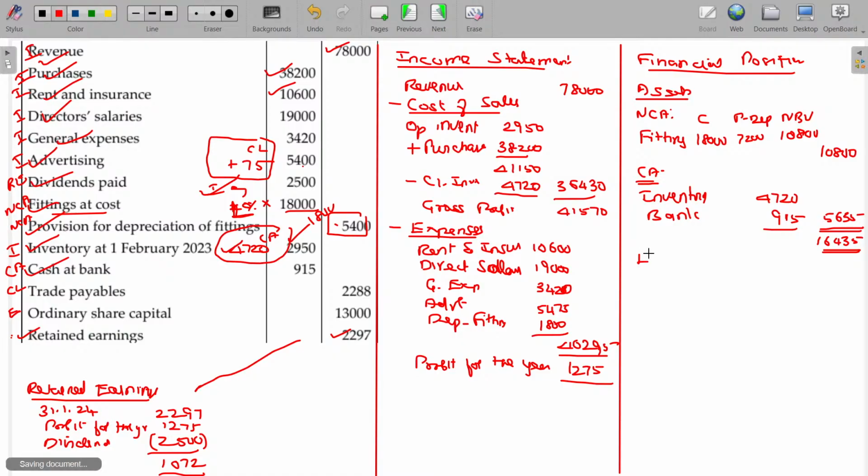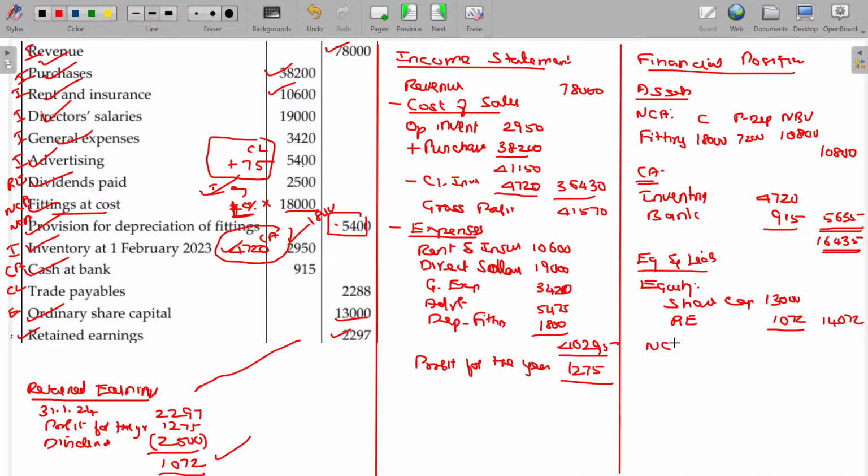And equity and liabilities. Under that, equity. In equity section, ordinary share capital being 13,000. Retained earnings 1072. The total value here being 14,072.